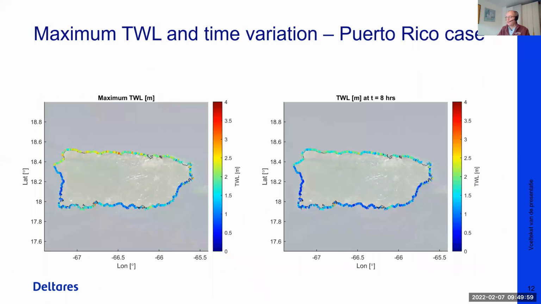We're also looking at the total water level in Puerto Rico. So here the surge and the wave models drive a total water level module called BEWARE, which produces the total water level due to run-up. And here you see the maximum total water levels up to about 4 meters on the north shore of Puerto Rico due to Hurricanes Jerry and Karen. And here you see the time variation during that event.